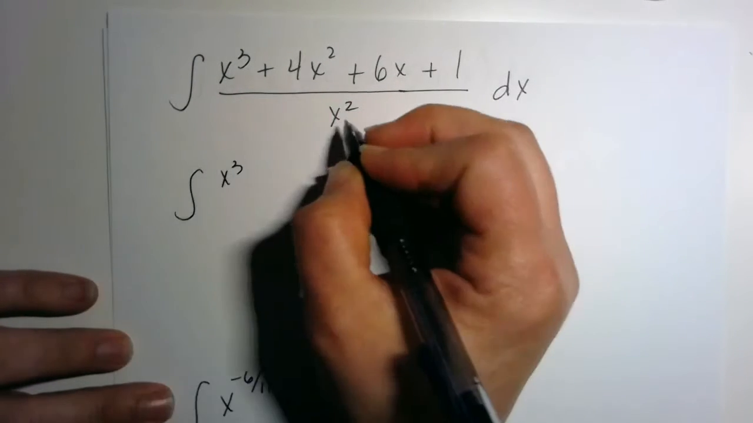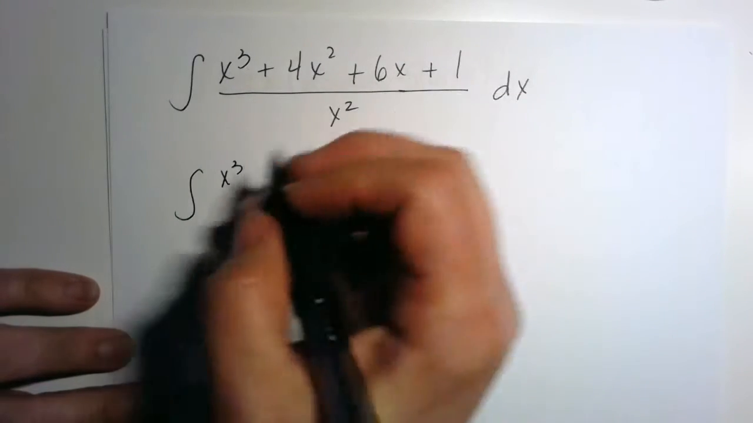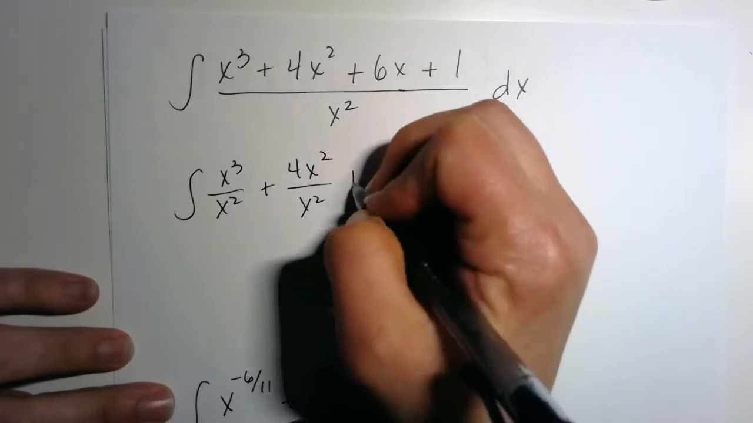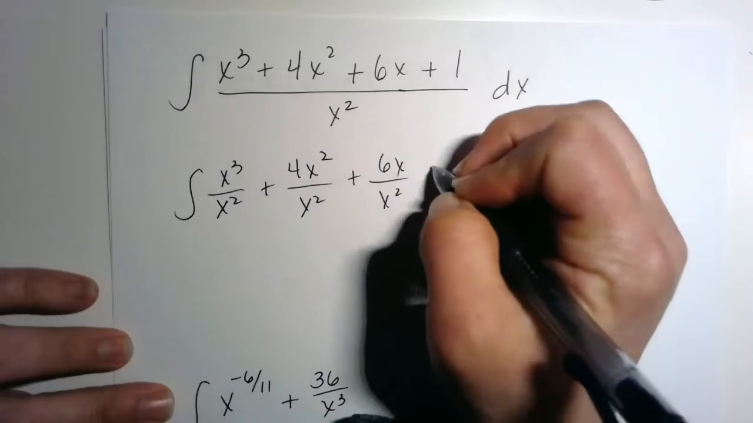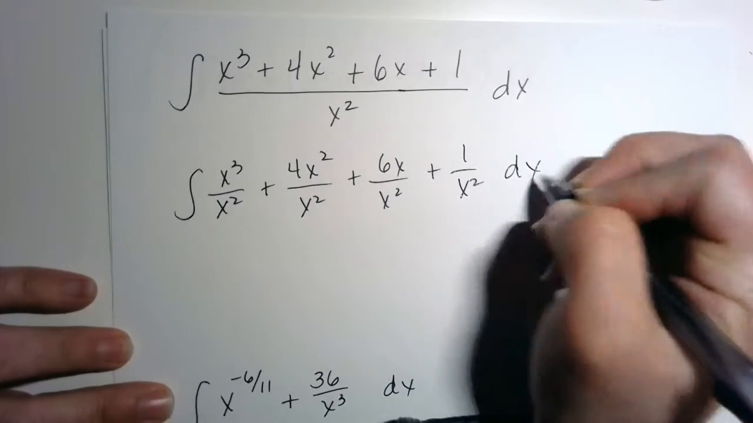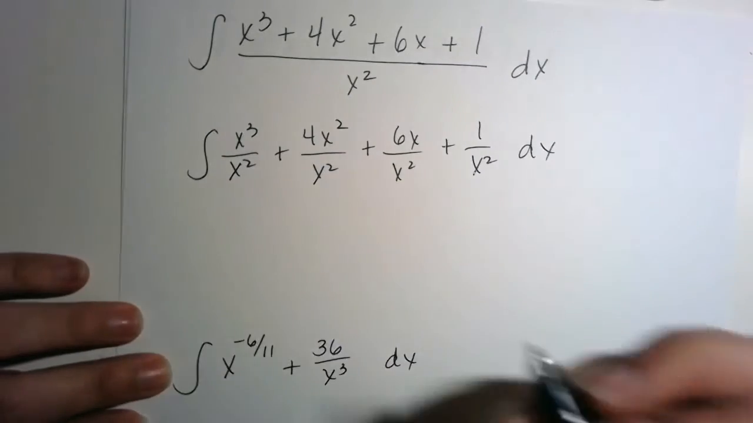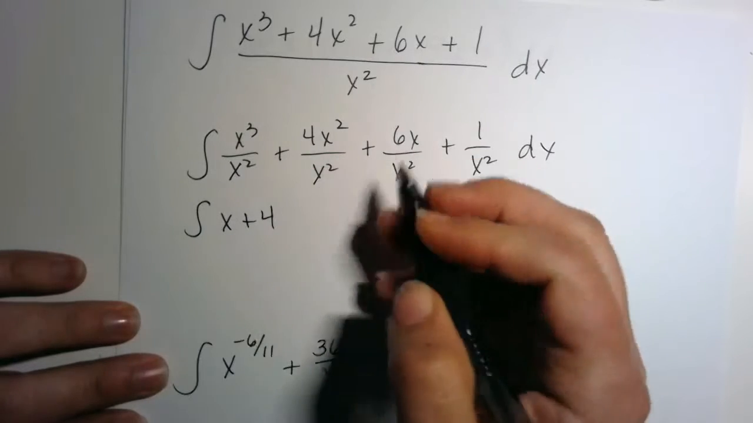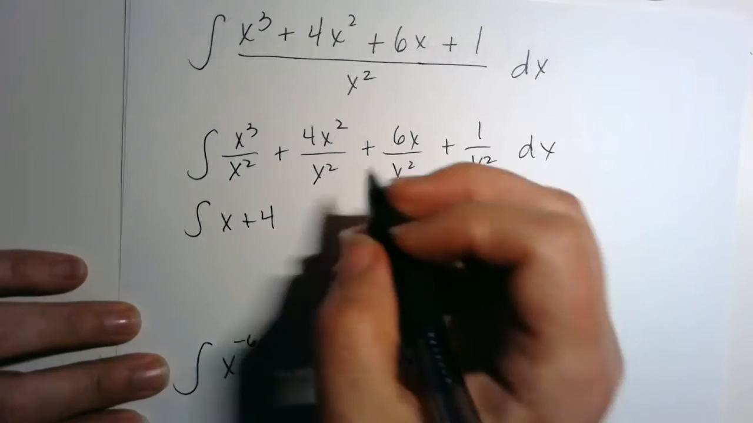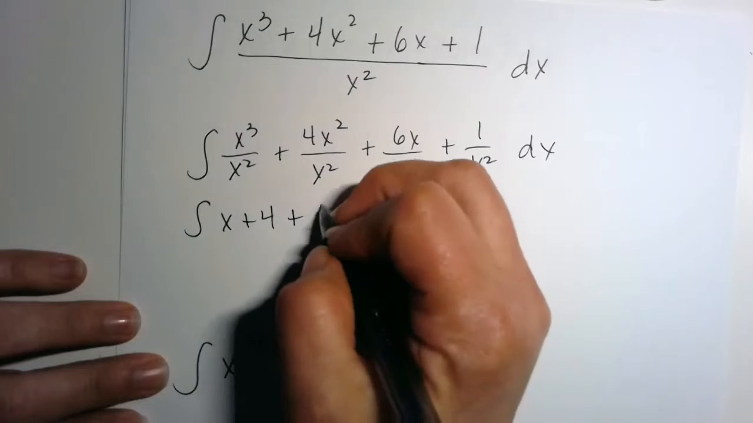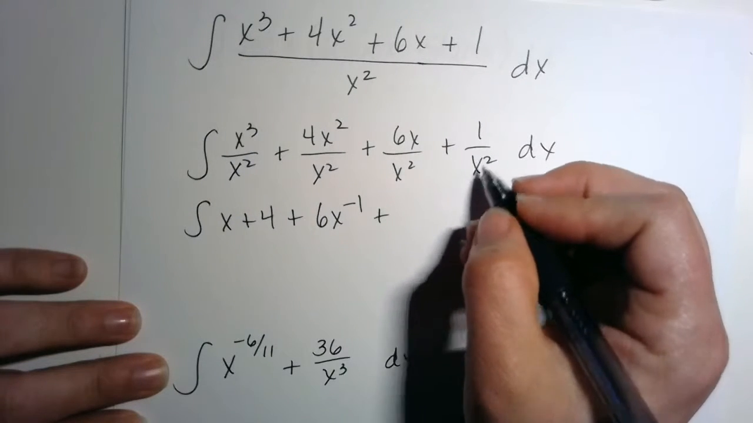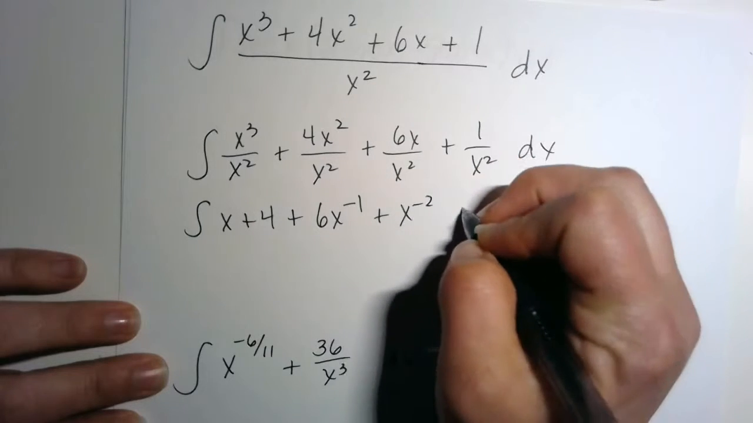So I'm just going to write, when there's only one term in the denominator, I can write each one of these terms as it over it. So I have x squared plus 4x squared over x squared plus 6x over x squared plus 1 over x squared dx. So simplifying here, I will have just plain x here, and then I'll have plain 4 here because these x squareds cancel. I'll have 6 over x here, so I'll write that as 6x to the -1. And then I have plus, this will be x to the -2 dx.